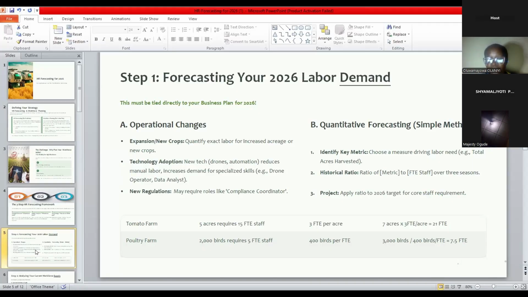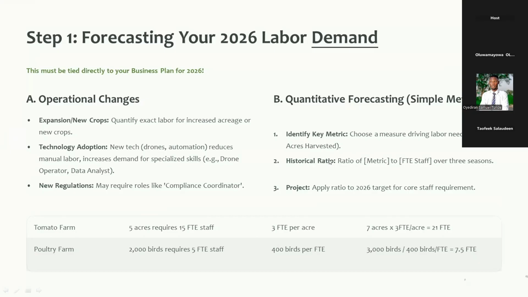Or you can use your historical ratio. That is your metric, probably your number of acres or number of birds, anything, per full-time staff over the 3 seasons. Probably in 2023 I farmed 5 acres of tomatoes, in 2024 I increased it to 7, and in 2025 I increased it to 8 or 9. By the time we do more calculation on that, I believe you understand what I mean by metric.